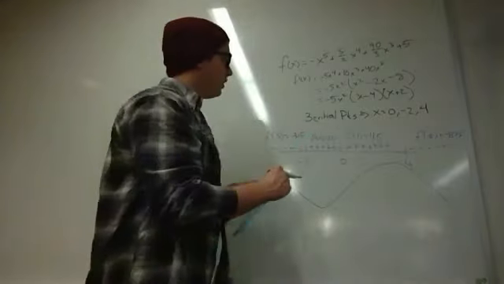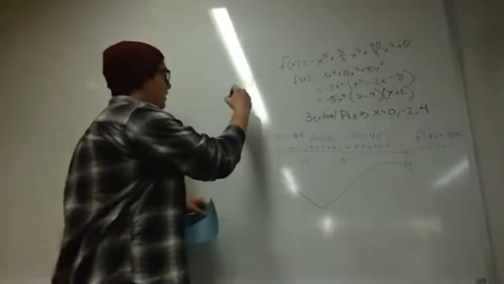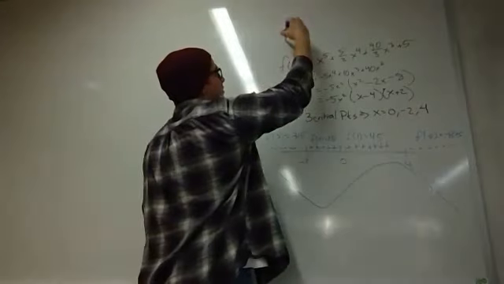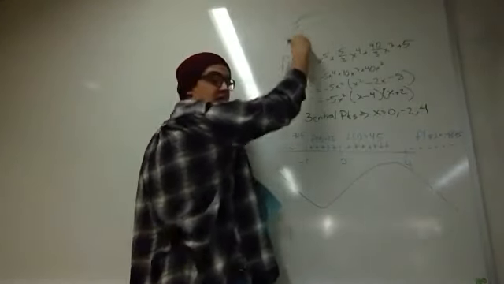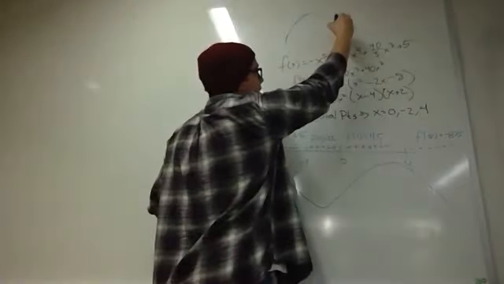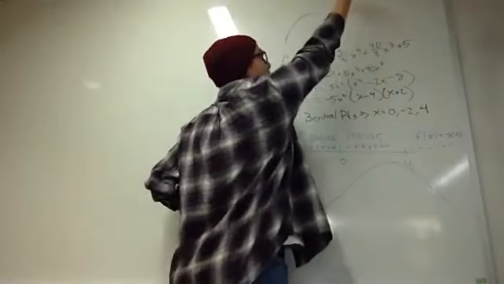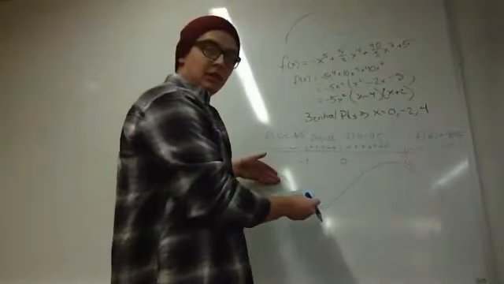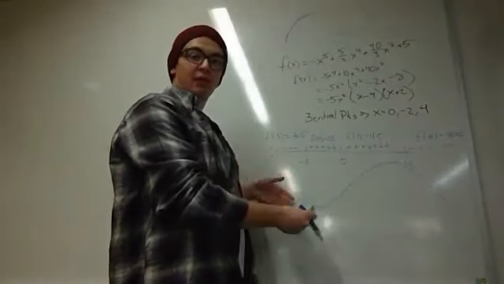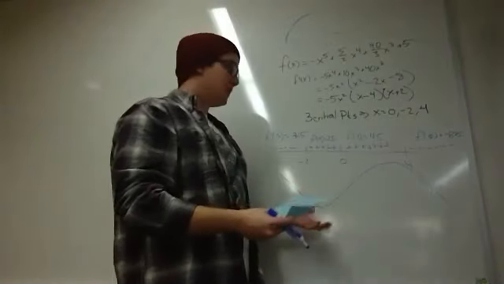So concavity, I'm going to write up here. If I'm arching like this, my concavity is down. Whereas if I'm arching like this, I'm concave up, like a smile. So that would give us concavity, and that would allow us to further draw out this graph.